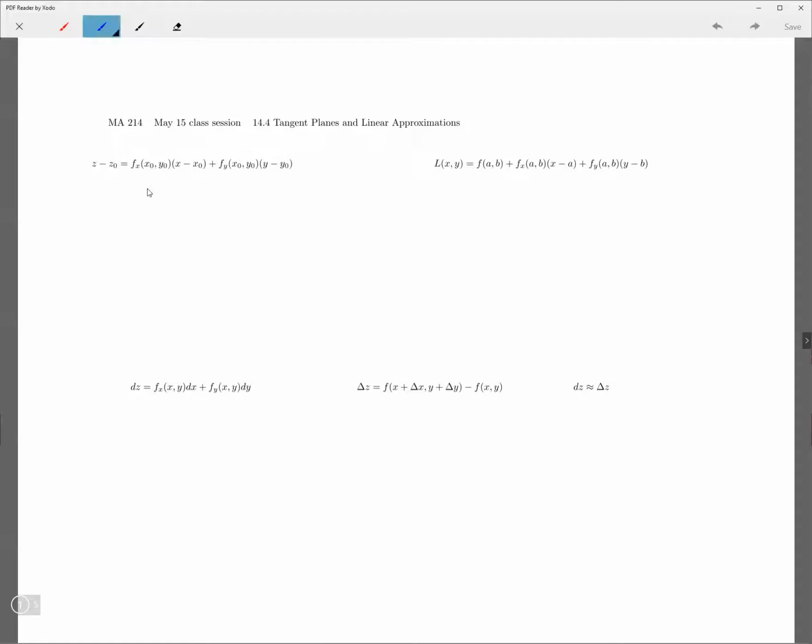Here are some formulas for you. So first of all, this is the equation for the tangent plane to the surface z equals f of x, y.